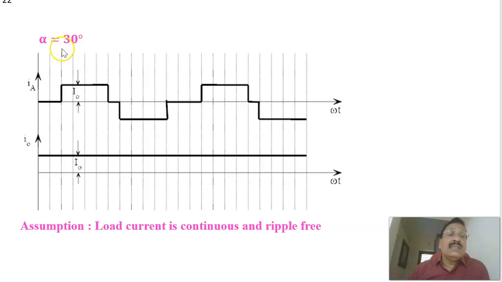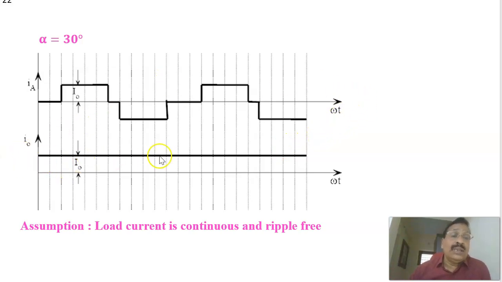This I already have explained in the previous slide. Here, for a firing angle of alpha equal to 30, this is the shape of the current. In the previous slide, it was for 90 degree. For 30 degree, this is the shape of the current: plus I naught, then 0 duration, and again it is equal to minus I naught. Again, this is the shape of the current that is flowing, the line current.